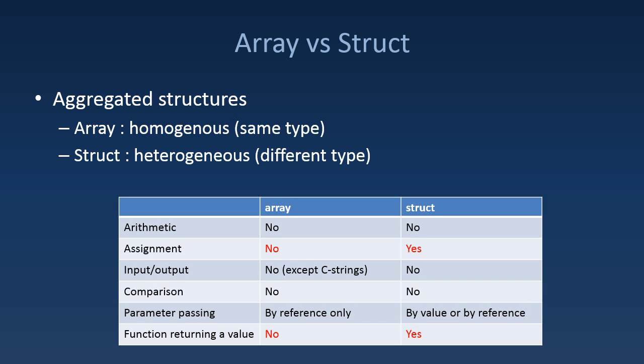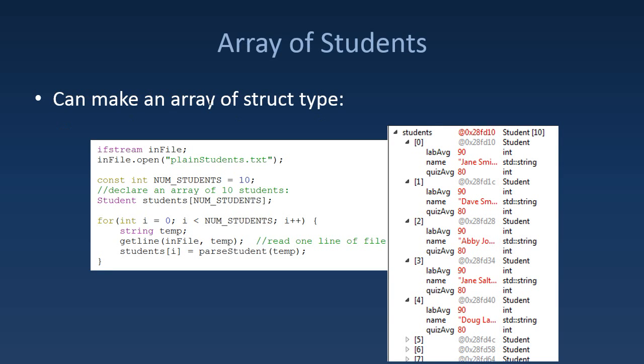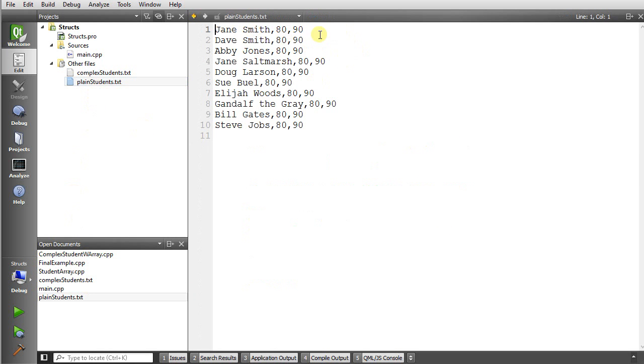Now, we can mix these two concepts. So I could do something like have an array of students. I could say, make me an array called students that is of type student, and I want 10 of them. And if I look at this in the debugger, I'd end up with something like this. And so I'm kind of relying on code from last time, the parse student example, to read in lines of a file called plainstudents.txt, so something that maybe looks like this, and turn it into student records.